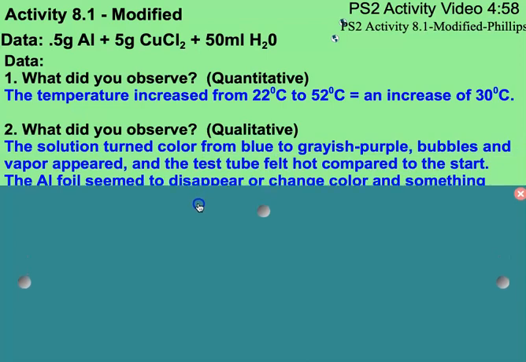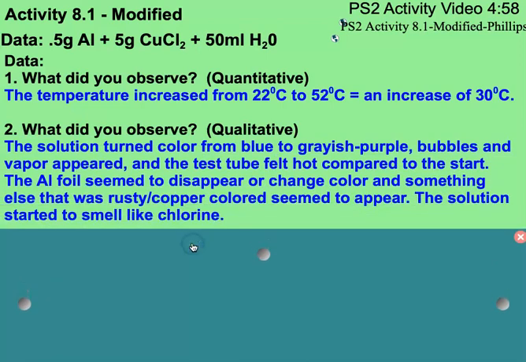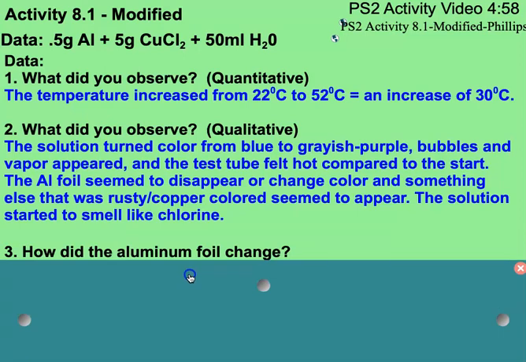What else did I observe? Well, qualitative observations may have looked something like this. The solution turned color from blue to grayish purple. You may have seen bubbles, and you may have noticed the vapor. If you smelled that vapor by wafting safely, you may have noticed it smelled like chlorine. And the flask in this case felt hot compared to the start. The aluminum foil appeared to be disappearing. There was a color change, and something else that was rusty or copper colored seemed to appear. The solution started to smell like chlorine because you were generating chlorine gas in this reaction. Any of these observations are great to have.